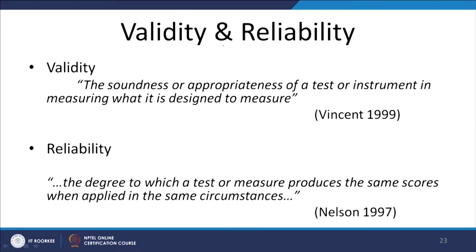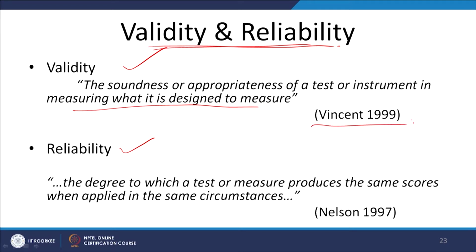Now, coming to the concept we just spoke about, validity and reliability. What is validity and what is reliability? Validity, as it says, is the soundness or appropriateness of a test or instrument in measuring what it is designed to measure, right. Vincent, 1999, says that it is whether an instrument is actually measuring what it is intended to measure or not. If it is doing the work, then it is called a valid instrument, right.